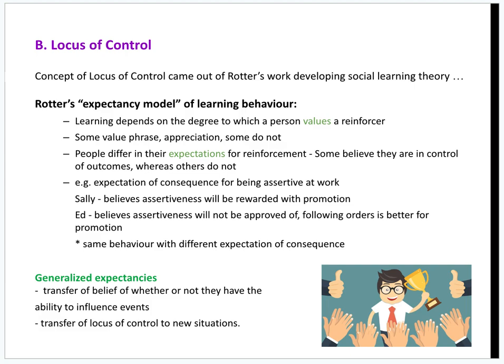Sally believes that assertiveness will be rewarded with a promotion. She's at her work. She thinks if she's assertive, states her opinions, she is going to be acknowledged. They're going to value that, and they're going to give her a promotion. Whereas Ed believes that they're not going to like that. They're more likely going to like it if he just follows orders, does what he's supposed to do, and in that way he's going to get a promotion. Right? So the same behavior with different expectations of consequence.